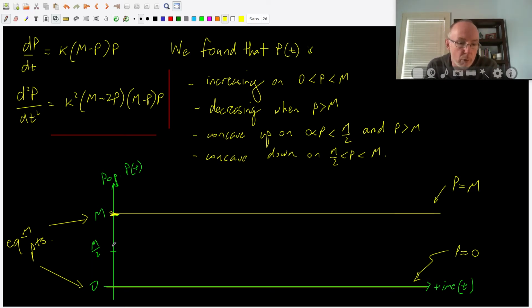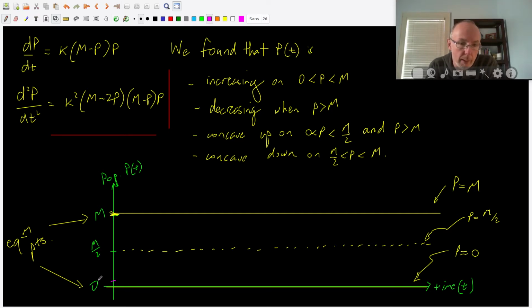We saw something interesting happening in between. We saw that when p was m over 2, the concavity changes. So there's a graph of that value, and that's where the concavity changes. Now, what did we see? Let's draw a few curves. Let's use all this information to draw a few curves.